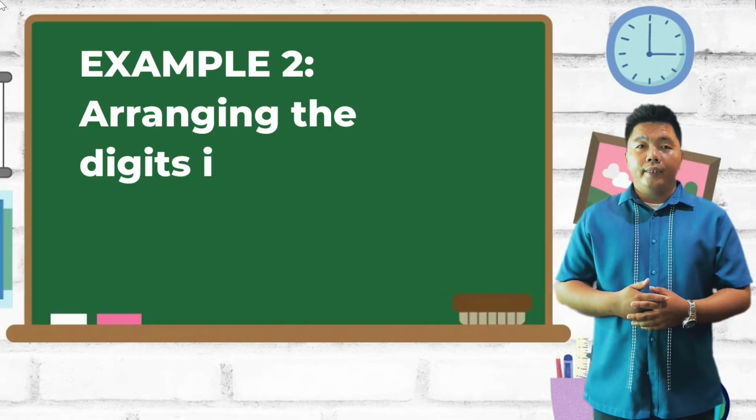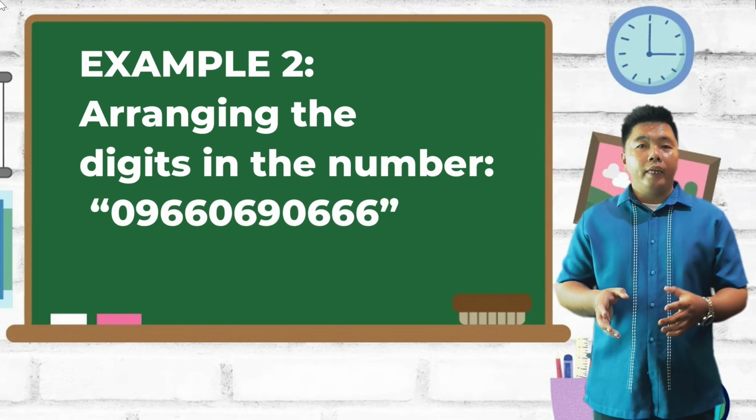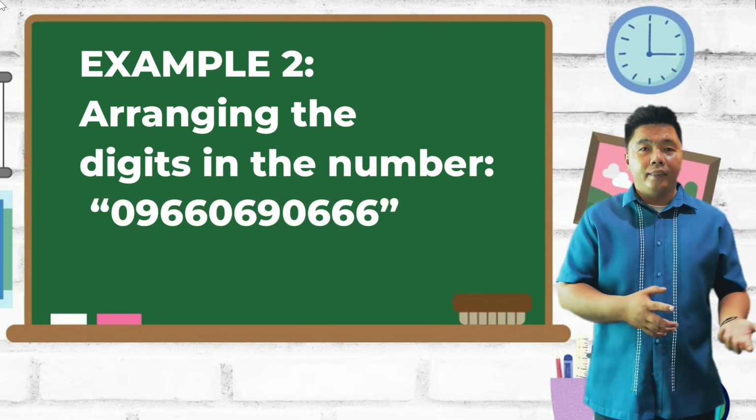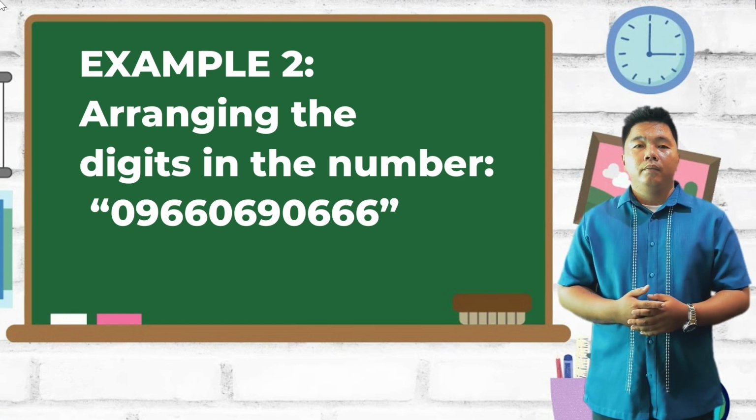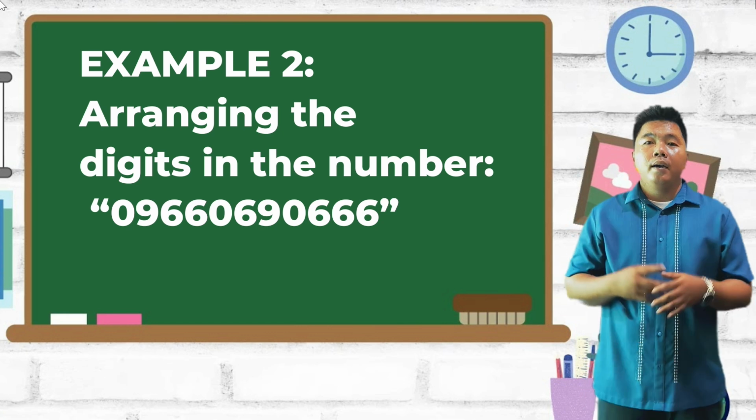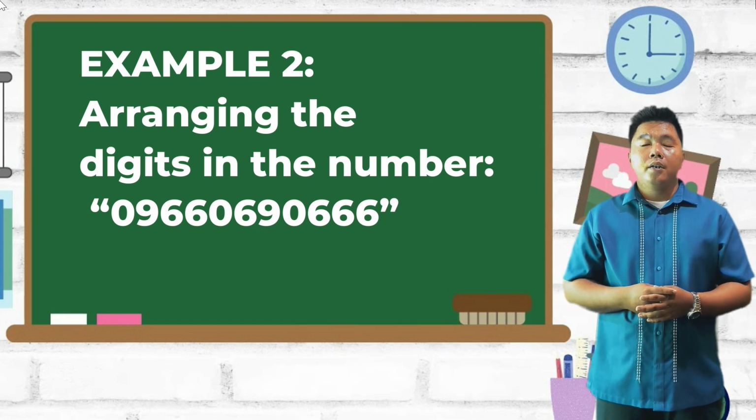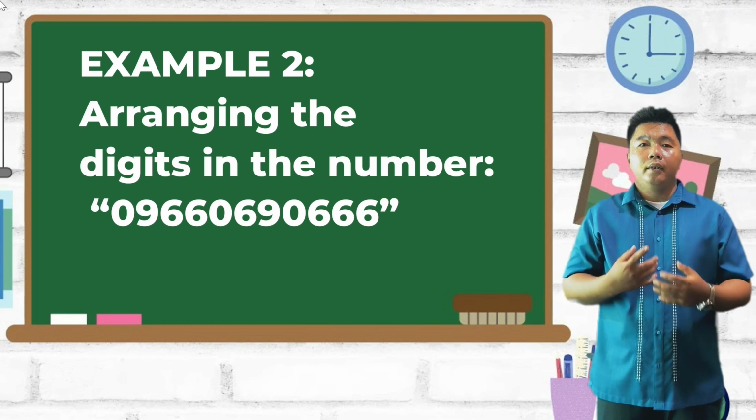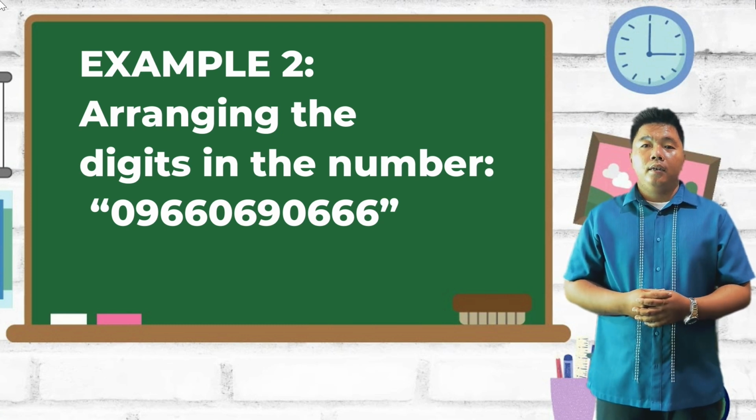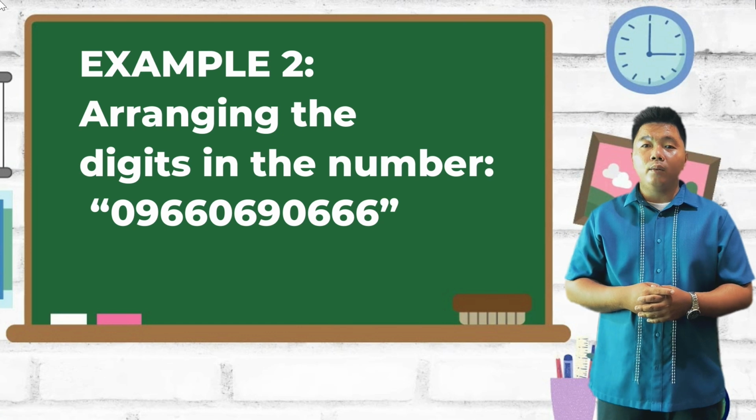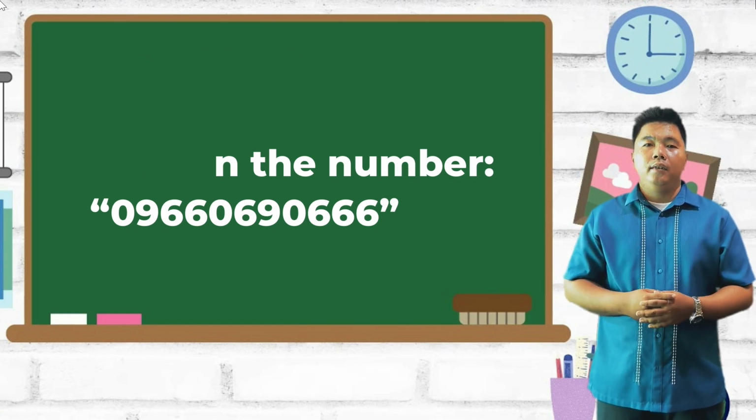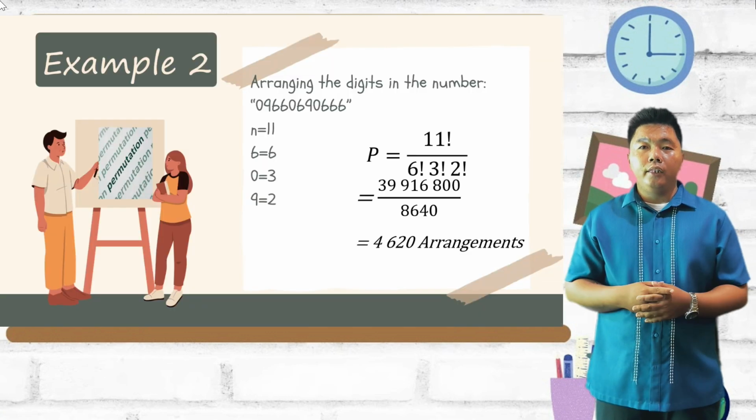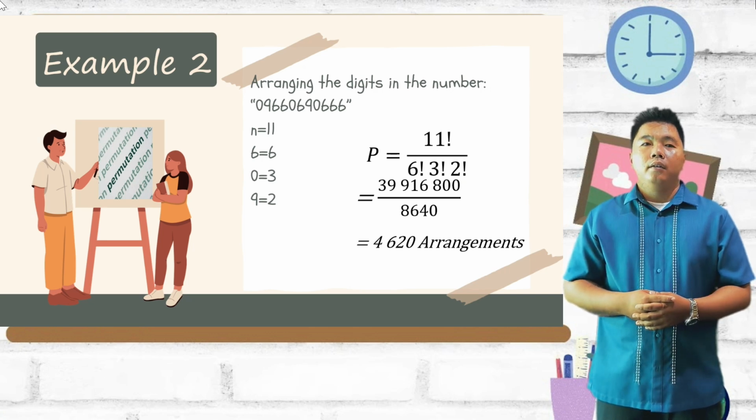Let's move on to our second example. From the given a while ago, which involved letters, let's now move to examples using numbers. The question for example 2: arranging the digits in the number 0966069066. The first thing you need to do is count all the numbers, regardless of whether they are repeated. So n is equal to 11.